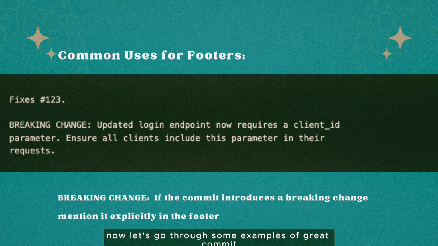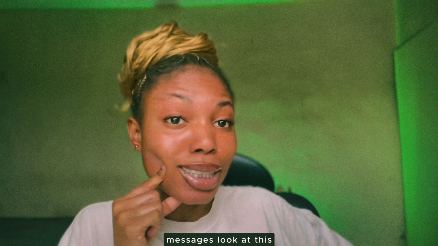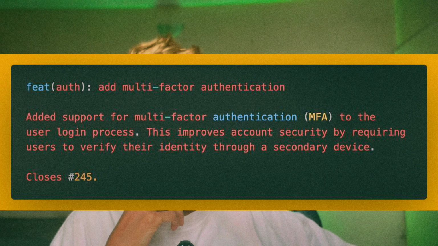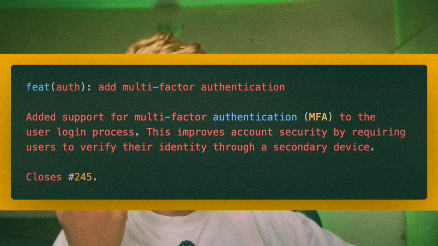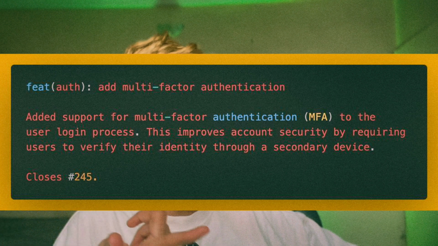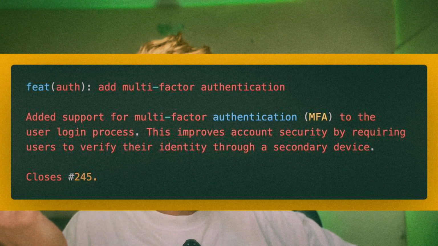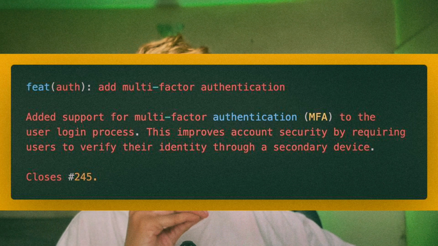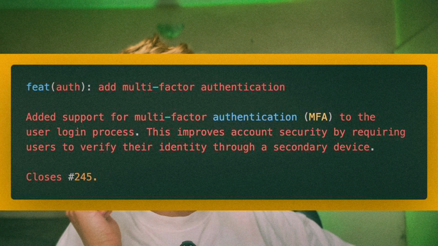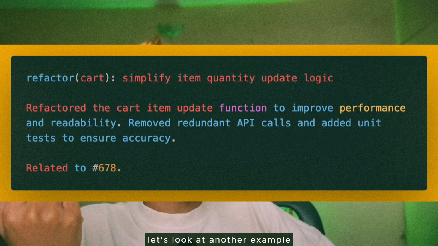Now let's go through some examples of great commit messages. Look at this. feat auth, add multi-factor authentication, and then the body: added support for multi-factor authentication to the user login process. This improves account security by requiring users to verify their identity through a secondary device, and the footer closes issue 245.